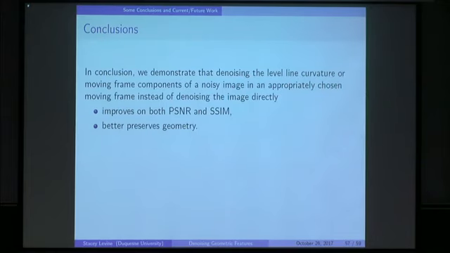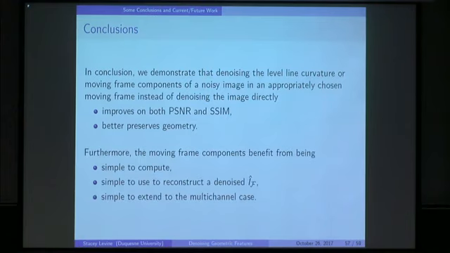Where I think maybe it's more interesting is that we do reintroduce these level lines to some of these patch-based methods, and perhaps now that there's CNNs and things, we haven't even looked at any of that. I don't know how it does with preserving geometry and such, if there would be any improvement, but certainly with the patch-based methods. And then the moving frame components have the benefit that it is very easy to compute. It's very easy to reconstruct. There's just an obvious linear transformation both ways, and it's very simple to extend to the multi-channel case.